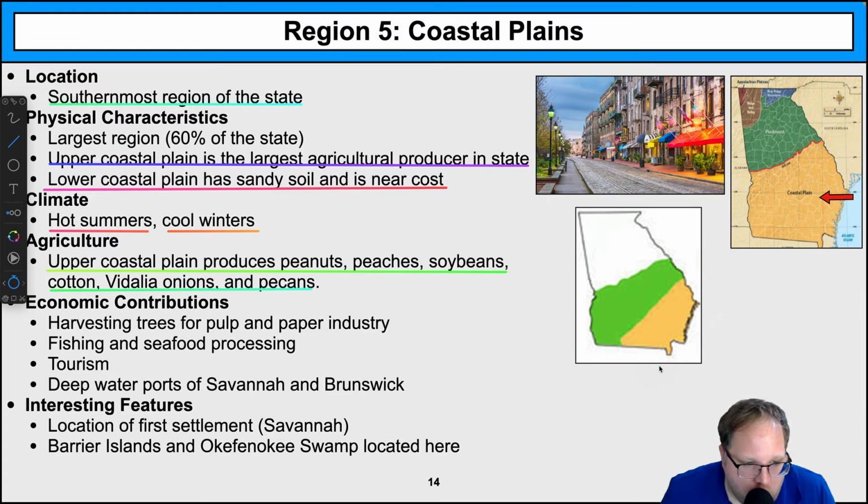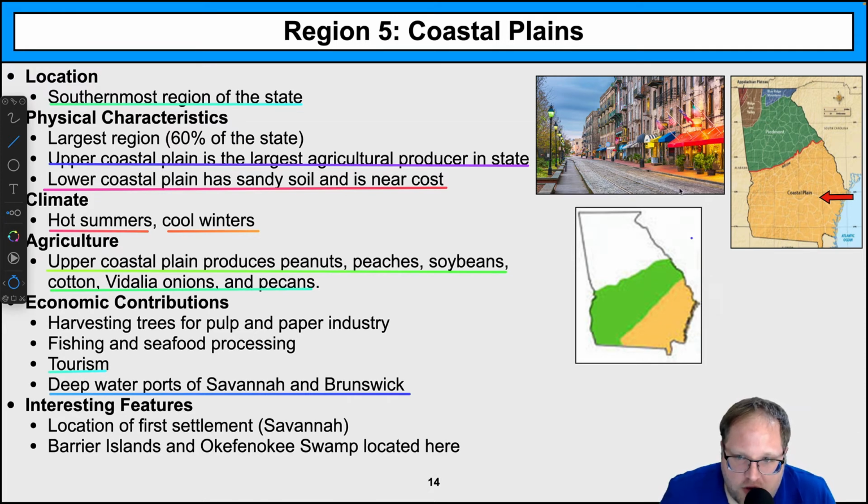In the lower part of the Coastal Plains, once again, it's not great for agriculture. So they primarily rely on things like tourism and the deep water ports of Savannah and Brunswick. Now, remember that this is probably the second most visited tourism area in the state of Georgia.